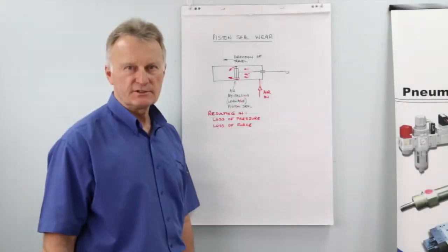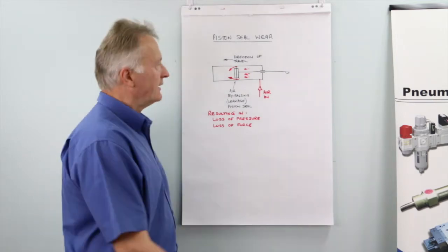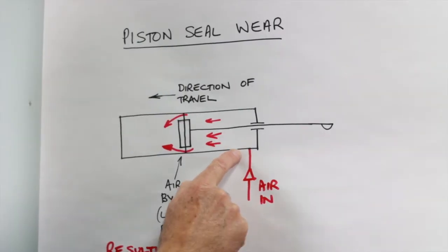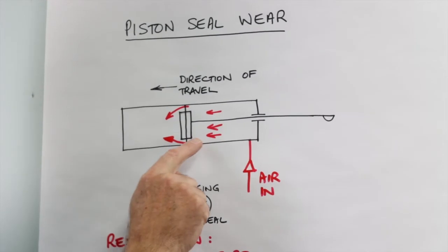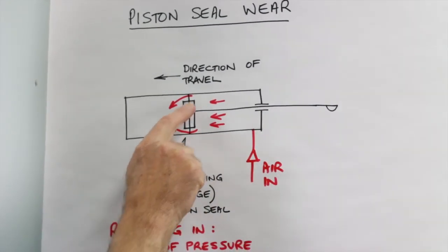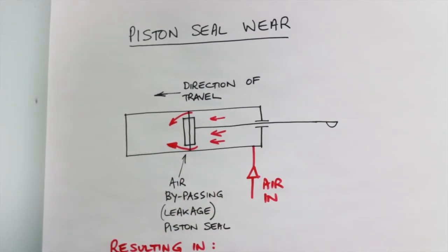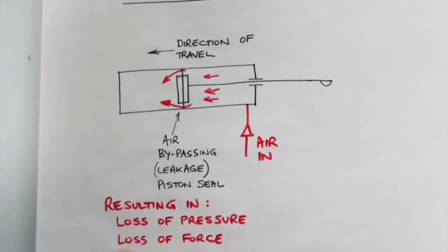Another thing to consider is piston seal wear. In this case, we've got air coming in, retracting the cylinder, and over a period of time, if the piston seals wear, we will get bypass, and once again this results in loss of pressure and loss of force.